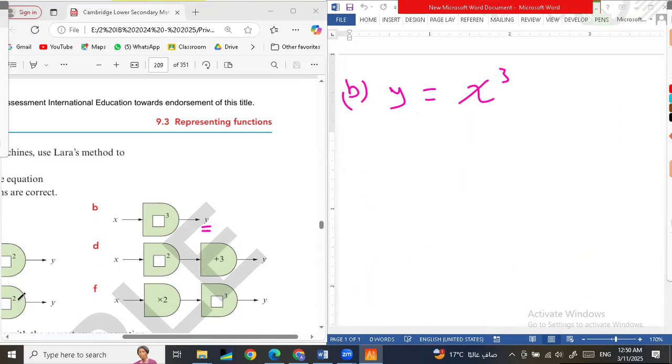So what if I wanted the reverse equation? So x equals, what am I supposed to do? Start with the y. Go backwards. It's cube root of y.